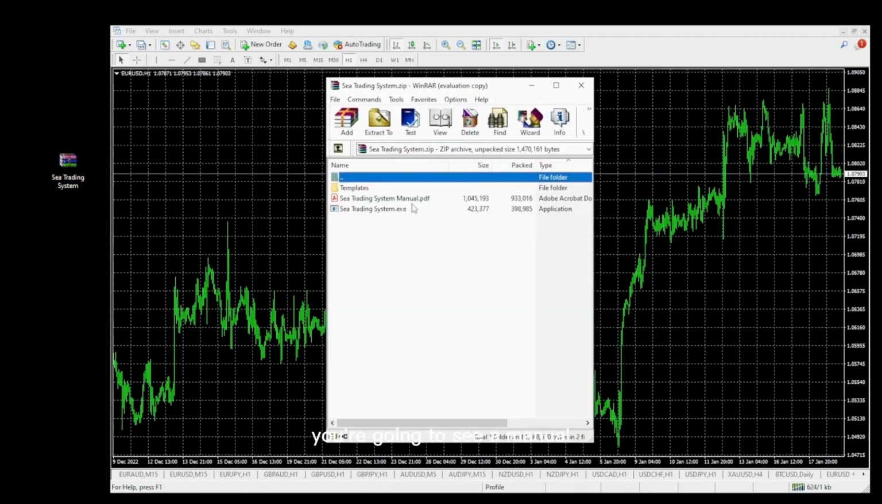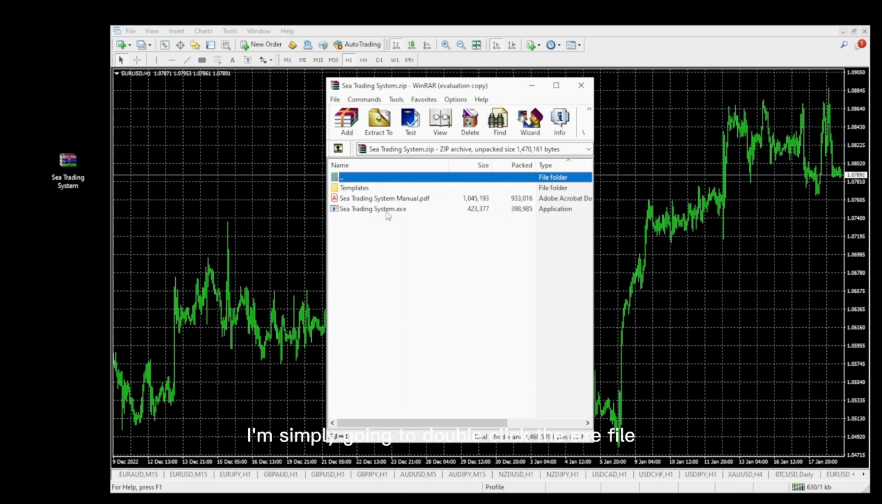And on the inside, you're going to see a manual. This is the PDF for the C Trading System, and an exe file. This is the auto installer. I'm going to show you how to use the auto installer, but I'm also going to show you how to install the C Trading System onto your platform without using the exe file. You may have an antivirus that does not like the exe file, so I am going to show you how to install the template manually without the need for the exe file. First though, we're going to use the auto installer.